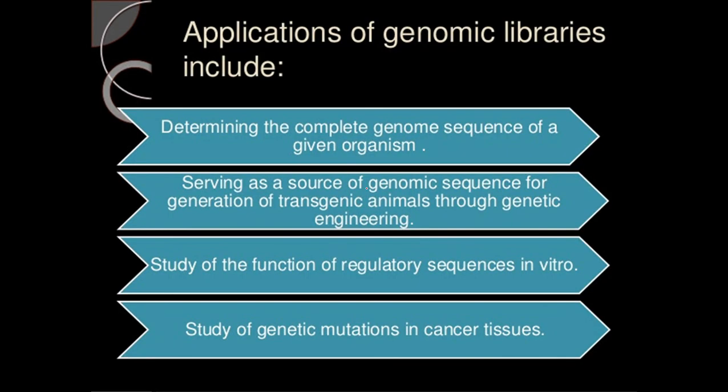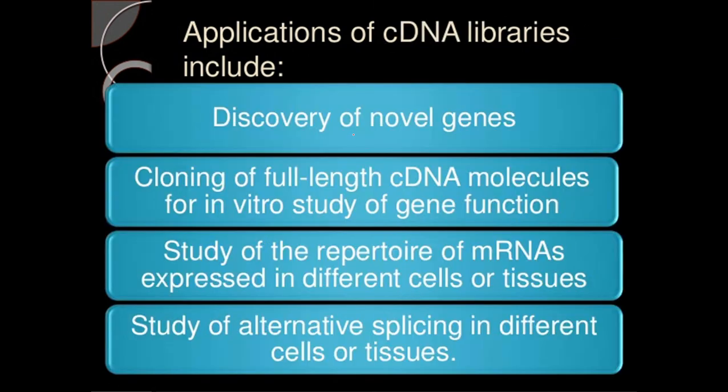These are the applications of the genomic library in different fields. You can determine the complete genome sequence by preparing the genomic library. You can also use it as a source of genomic sequence for the generation of transgenic animals. You can also study the function of regulatory sequences in vitro. You can also study genetic mutations in cancer tissue. Also, you can discover novel genes, clone full-length complementary DNA molecules, and do in vitro studies of gene function. You can also study the repertoires of mRNA expressed in the different cells of a tissue, and alternative splicing in the different cells of the tissue.